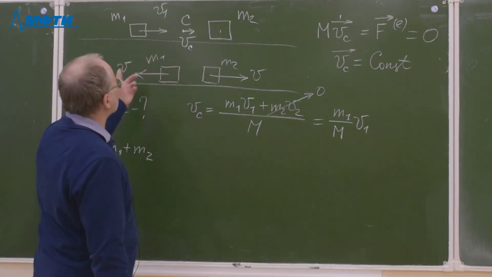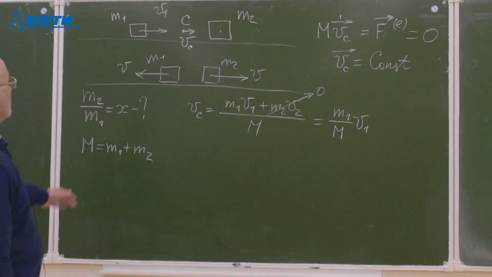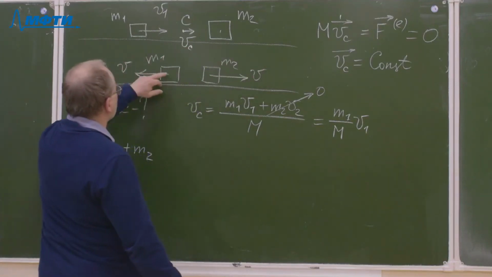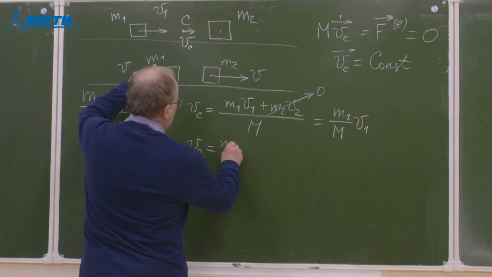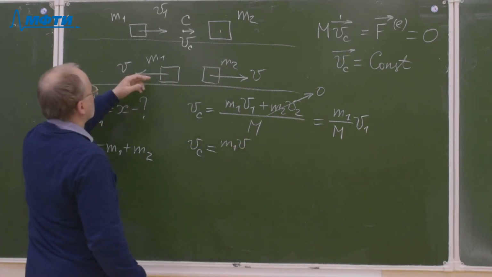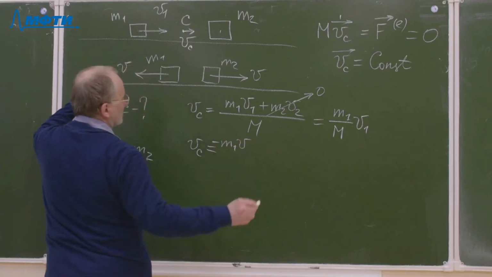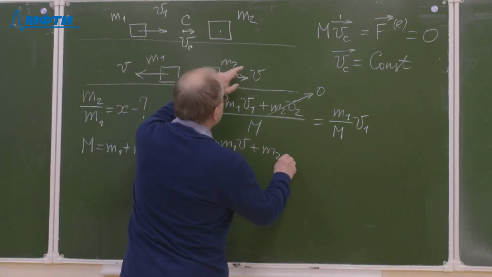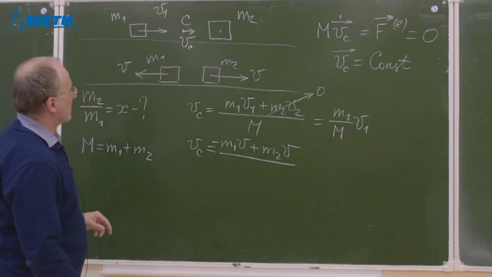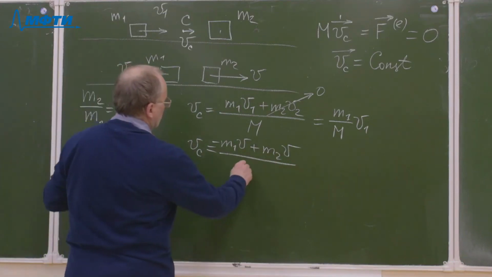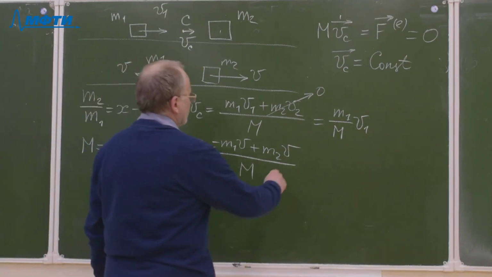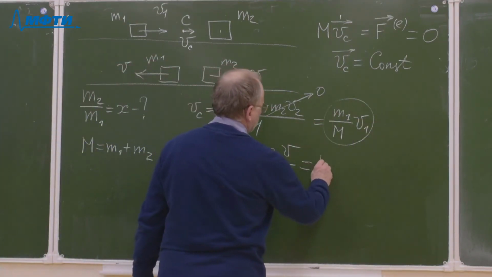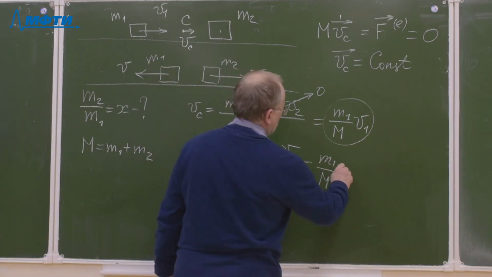How can we calculate the velocity of the center of mass after the collision? After the collision, we have this sketch, and the same velocity, it doesn't change, will be M1 V, directed to the left, so that will be taken with a minus sign, plus M2 times the same velocity V, since the velocity is given as the same. The two masses after the collision have the same velocity, divided by total mass. And this is equal to the already known expression, M1 divided by capital M, times V1.